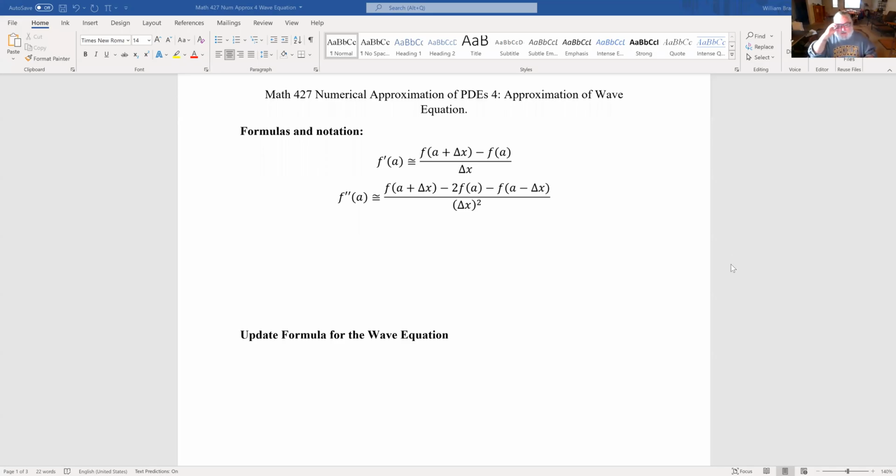Okay, so now for the approximation of the wave equation. So here are approximations for first derivative and second derivative. And remember that the wave equation is like the heat equation in that it's got a length and time. And we want to know what's the position of a string, right? If we know its initial position and its initial velocity.